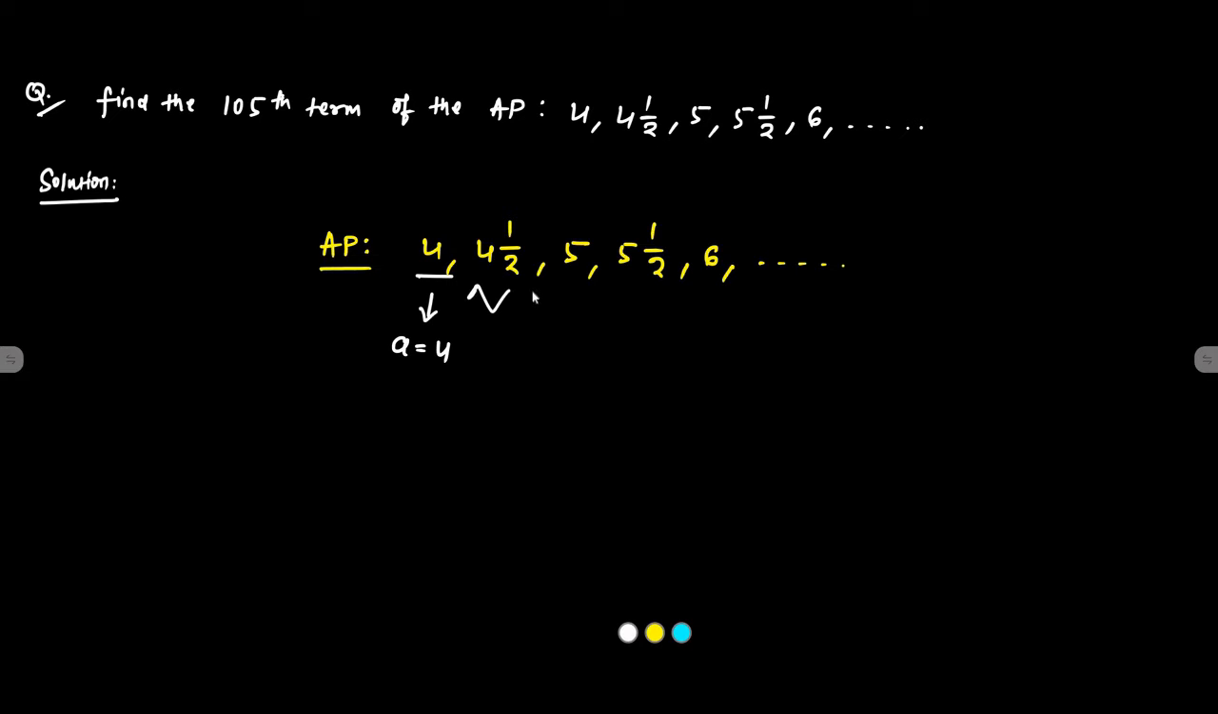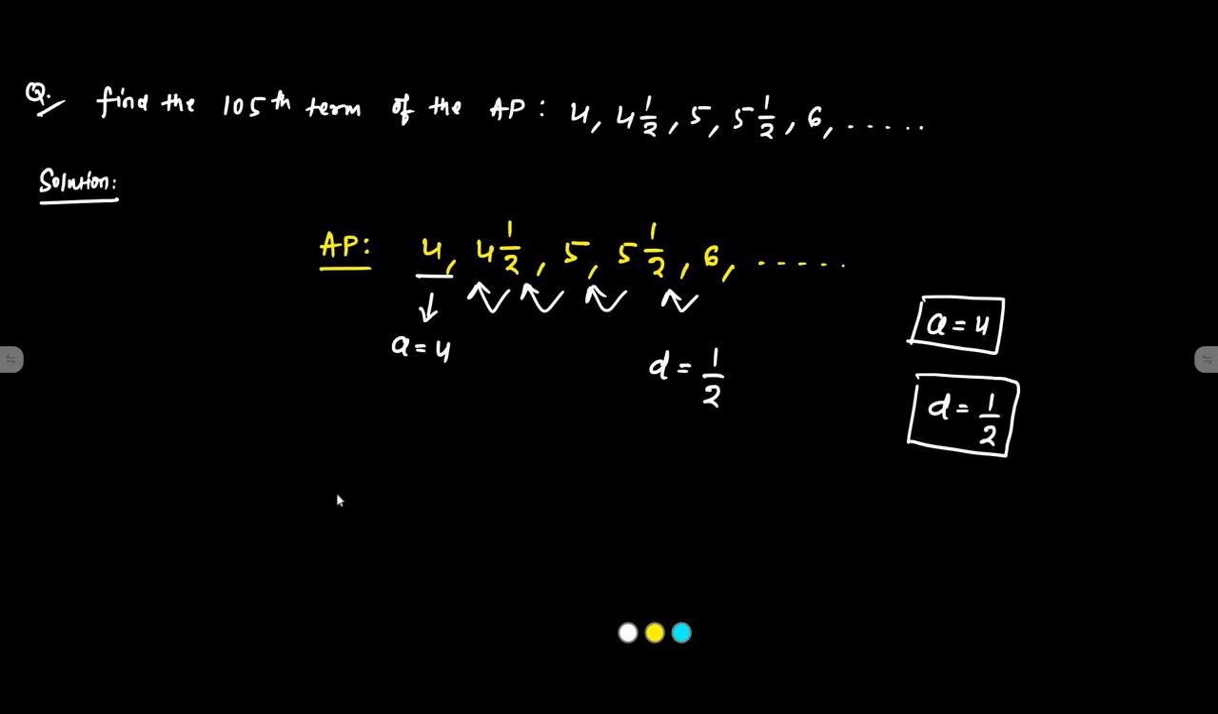And then we have to find out the difference between the successive terms of the AP. In this case it is pretty much clear that the difference is 1 by 2. So we have A is equal to 4, the first term, and the common difference 1 by 2. Now the next important thing is the nth term formula, which is equal to A plus n minus 1 d. In this case n is 105.